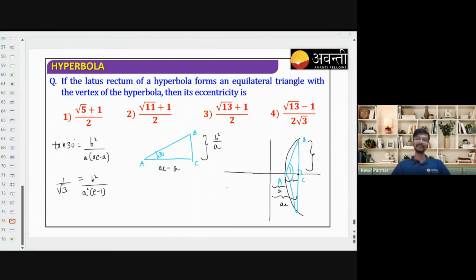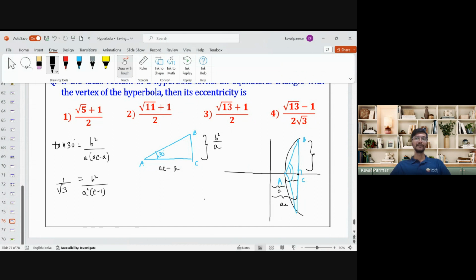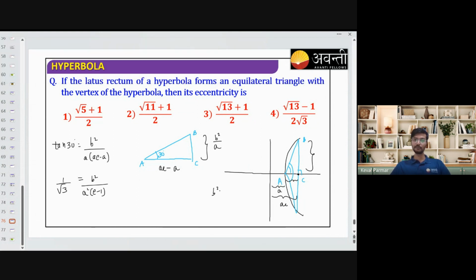Also, what is eccentricity, guys? We can write b square equals to a square into e square minus 1. So what is b square upon a square? It is e square minus 1. So this b square upon a square, I can write it as e square minus 1 upon e minus 1. That is e minus 1 into e plus 1 upon e minus 1. This will get cancelled.